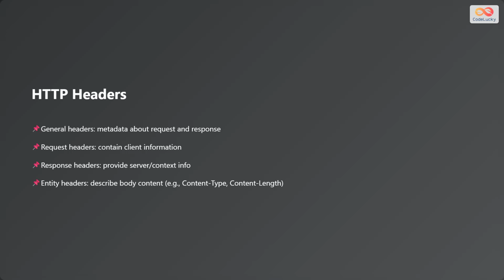HTTP headers carry important metadata for both requests and responses. General headers describe details about the message itself. Request headers provide information about the client, such as browser type or accepted languages. Response headers describe the server context. Entity headers give information about the content body, like content type and content length.